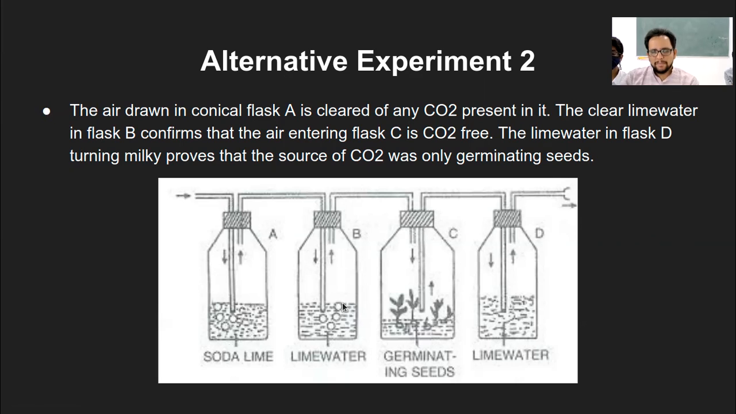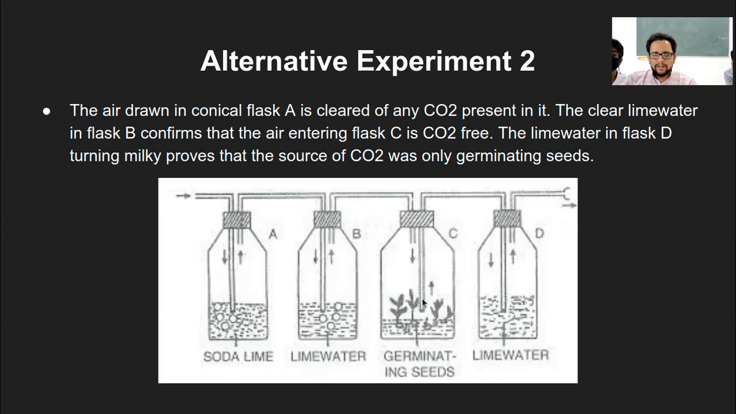Now again the same thing is done, and the air going out from flask B to flask C will be almost carbon dioxide free, because in both of these flasks the carbon dioxide would have reacted with the solution, so carbon dioxide will not be there at all, and that will come to flask C. It will obviously have oxygen because it's air.